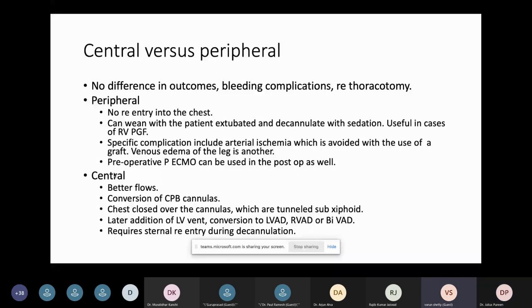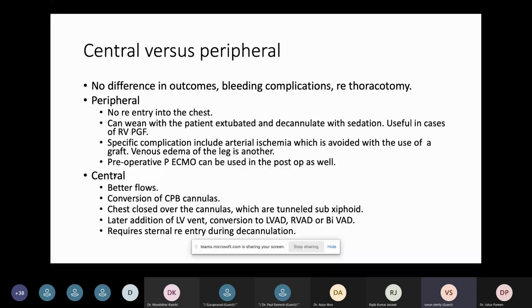Now, those who advocate central, one of the main reasons for preferring central is that you have better drainage and better flow. You can easily convert the existing CPB cannulas. The chest can be closed over these cannulas, and these cannulas can be tunneled subxiphoid. There are a lot of options when you use central. If for some reason there are no ejections on the arterial trace and the LV becomes a standstill, you can add an LV vent. You can even convert to an LVAD or an RVAD or even a BiVAD if the duration of support you require is more than 7 days. However, the only downside is you have to reopen the chest while decannulating or while converting to a VAD.